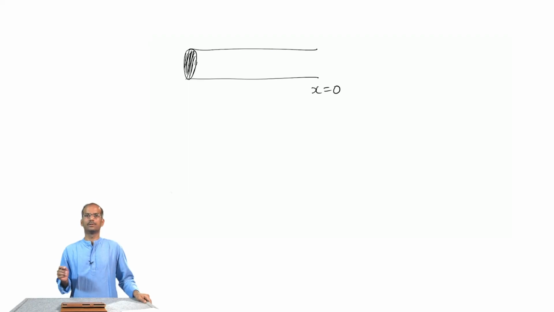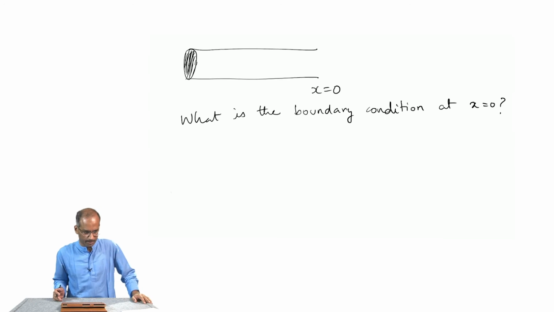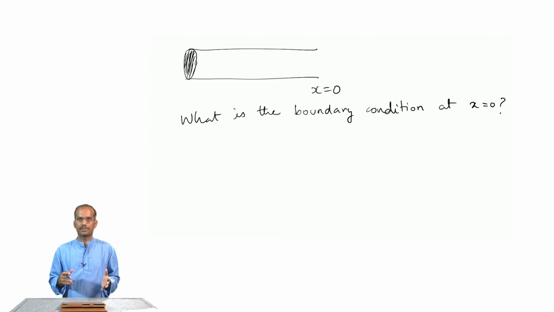The question is, what is the boundary condition at x equal to 0? So, now we have two ways of looking at it. Either you look at it from the point of view of displacement or from the point of view of pressure. Since it is an open end, at that end the air is basically in communication with the rest of the environment, where presumably the pressure is the atmospheric pressure.